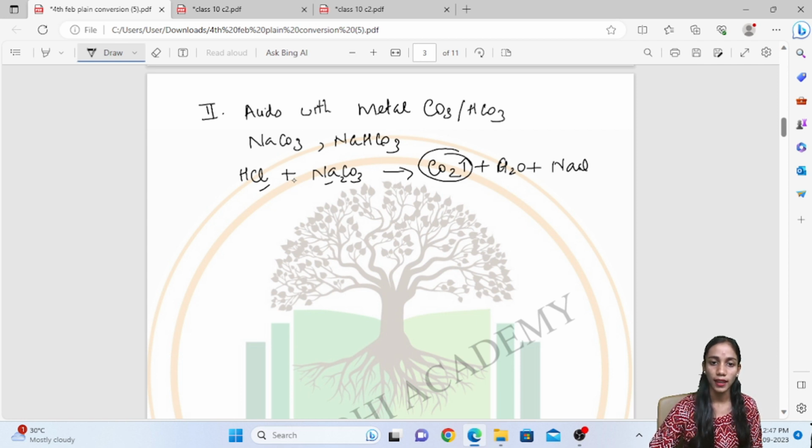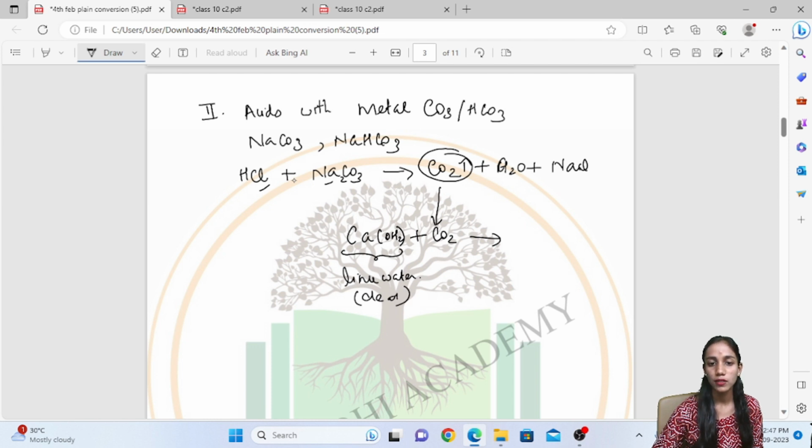Now this gas is made to react with calcium hydroxide. So calcium hydroxide plus this gas. This is called lime water, and this is a clear solution.